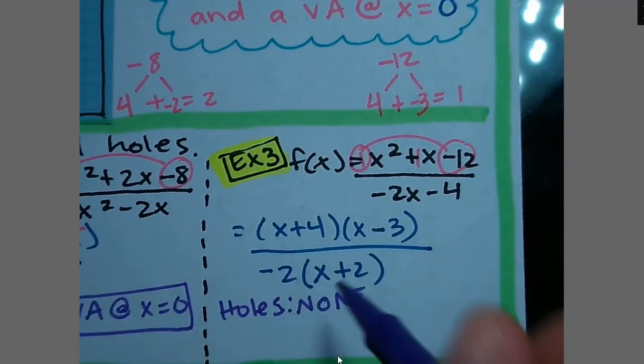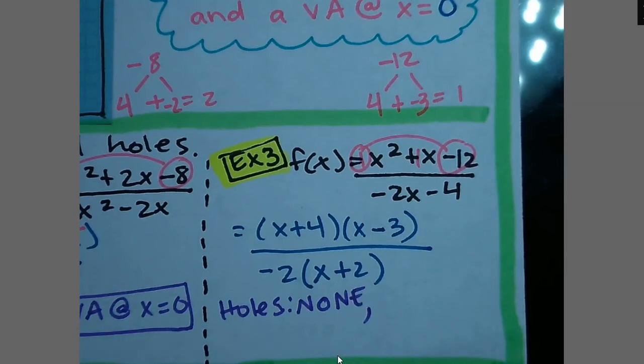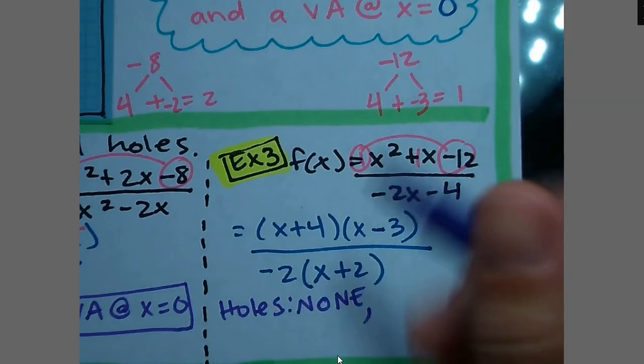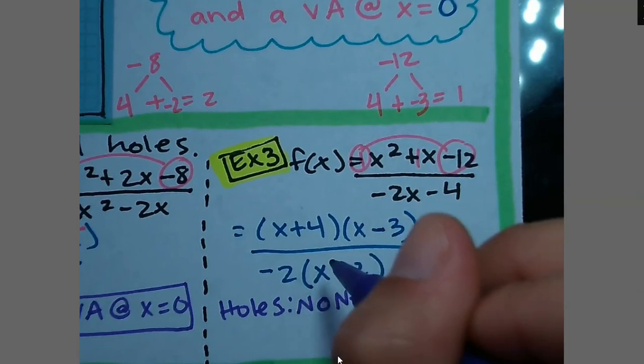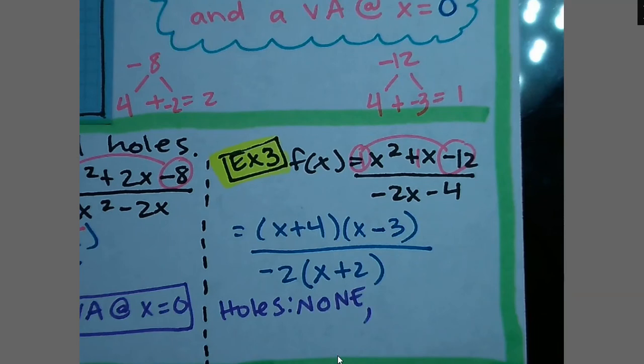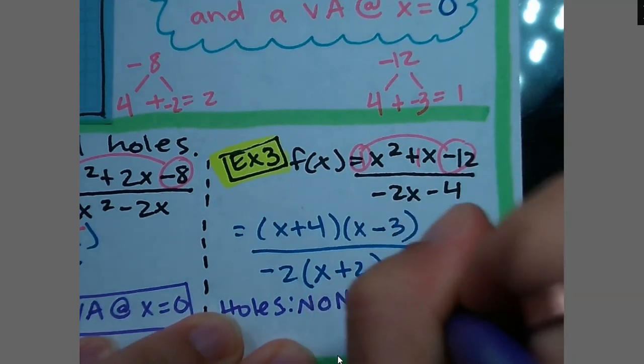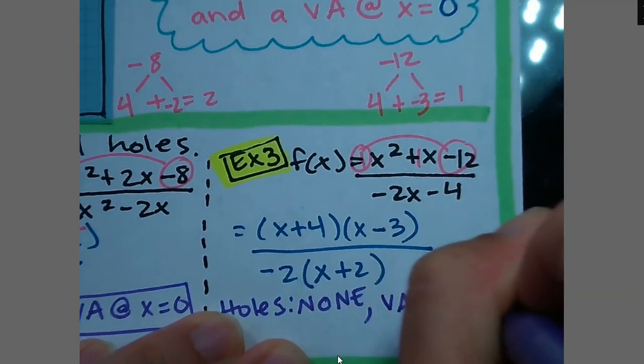And then we're going to look and see what factors are left over on the bottom and see what makes those 0. So the number negative 2 can never be 0, so we're not going to mess with that at all. But looking here, this is your factor where you can plug in something that would make it 0. So if I plugged in negative 2 right here, I would get 0. So that's my vertical asymptote there. So there's a vertical asymptote at x equals negative 2.